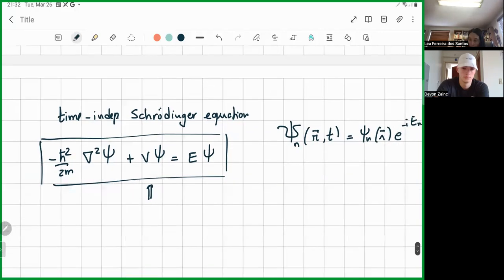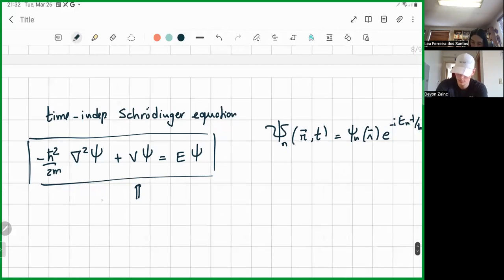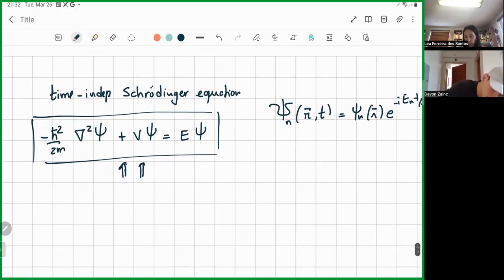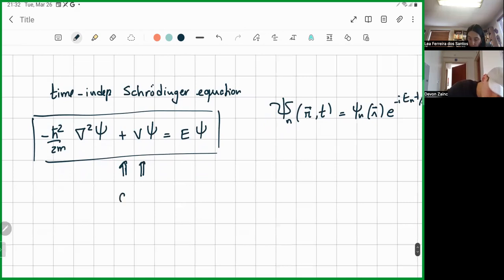Okay, but the problem now is, how are we going to solve this equation? Well, just as before, we needed to know the potential. That's the only way we can solve this equation. And potential can be very complicated. What we are after is the hydrogen atom. The big goal of this chapter is the hydrogen atom, which is the kind of potential that we call central potential.